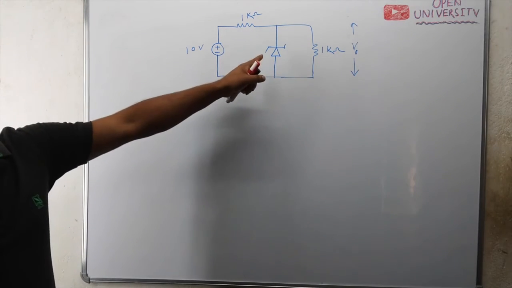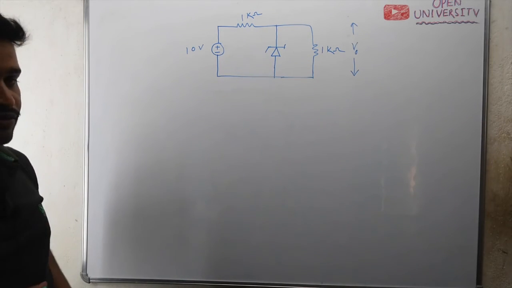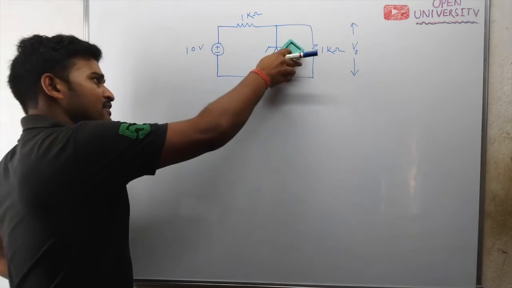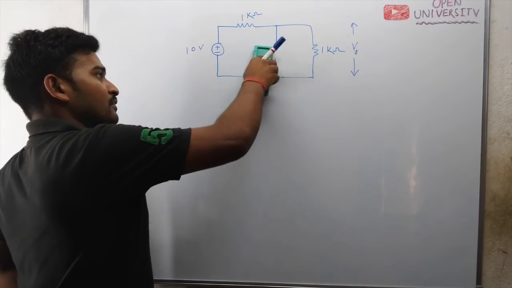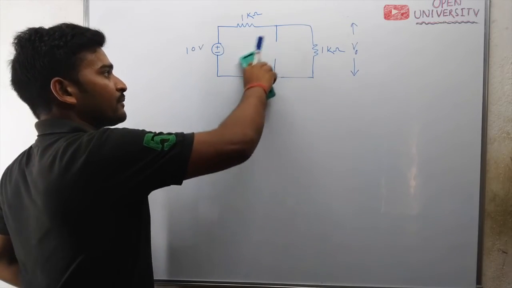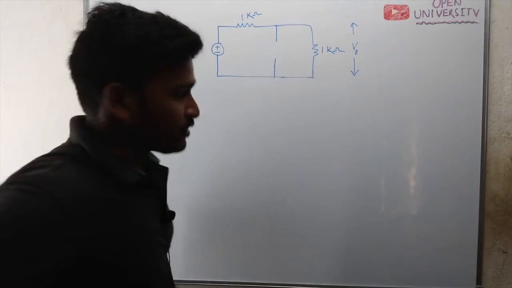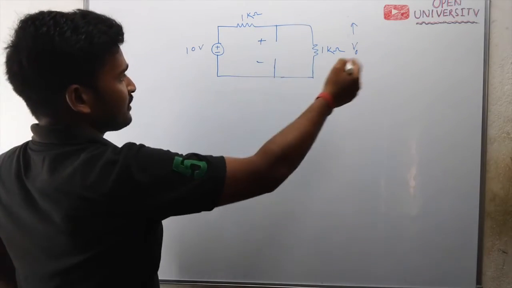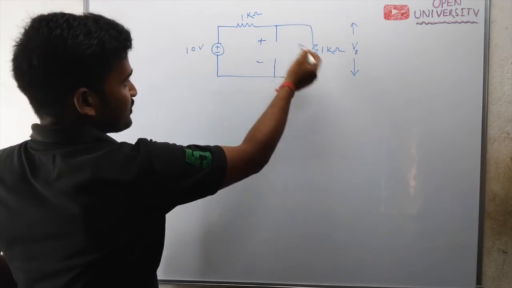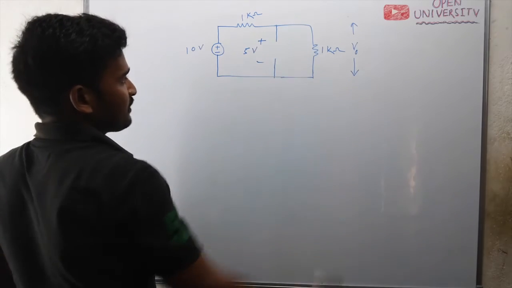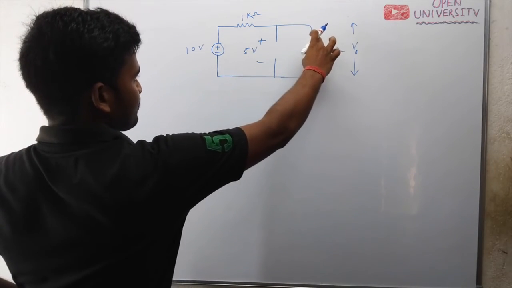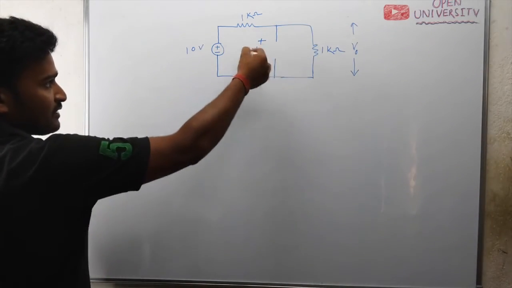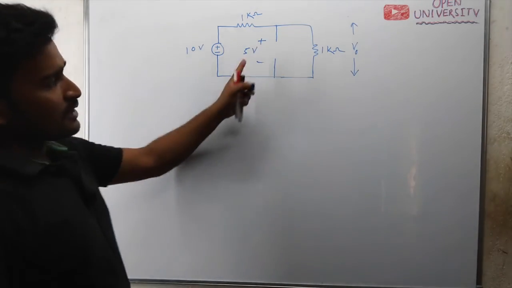To verify whether the Zener diode is in the breakdown region or the cutoff region, you need to first open circuit the Zener diode and calculate the reverse voltage across it. Since the two resistors are in series, 5 volt will drop across this one, and the same 5 volt will drop across the Zener diode. I have open circuited it, so the voltage across the Zener diode is 5 volt.